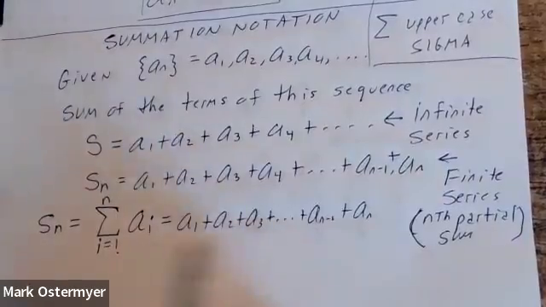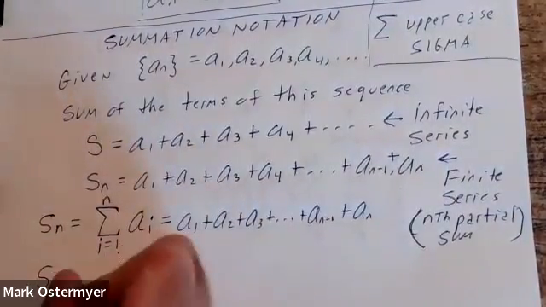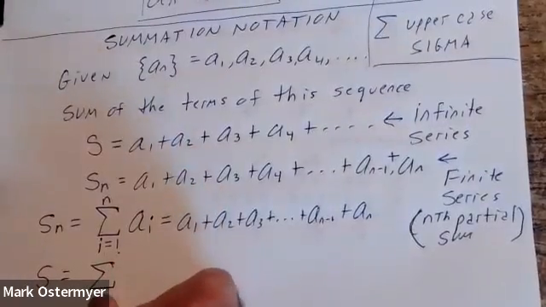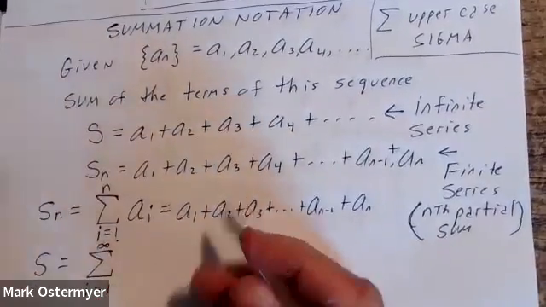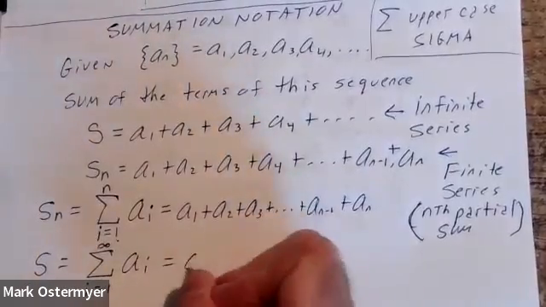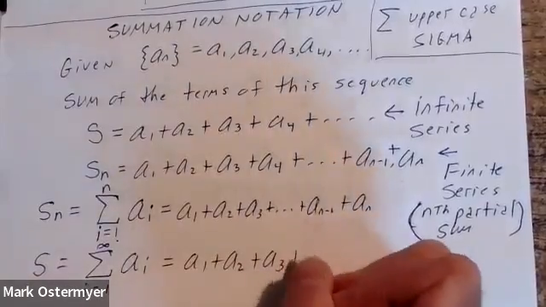This is a finite series. If I let my index of summation go to infinity, then this would be saying that I would have an infinite series where I'm adding together an infinite number of terms of a sequence.